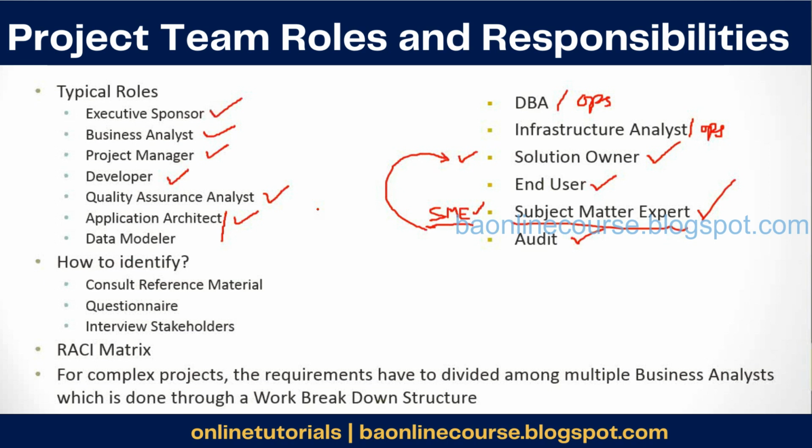So the key takeaway from this slide: identify your SMEs, identify the solution owner, and make sure that you clearly know who is going to tell you the detailed requirements and who is going to sign off and approve your requirements. Solution owners approve, subject matter experts tell you the detailed requirements. So the hierarchy would be like this: there would be an executive sponsor, under him would be the solution owner, and under him would be the SMEs. This would be the reporting hierarchy.